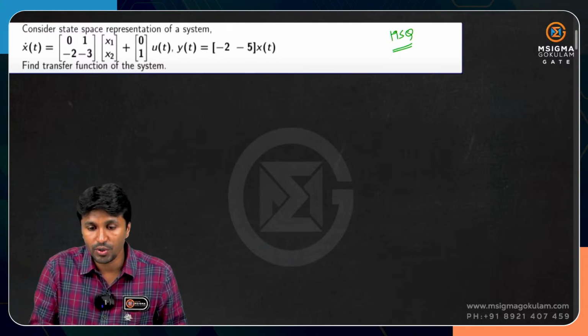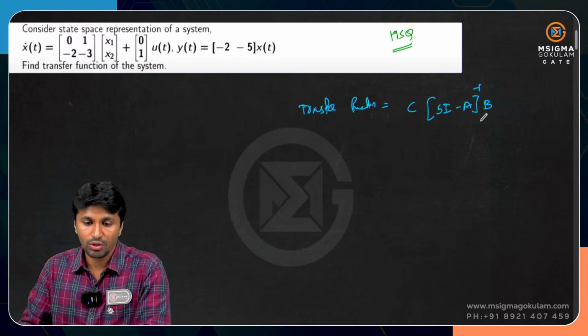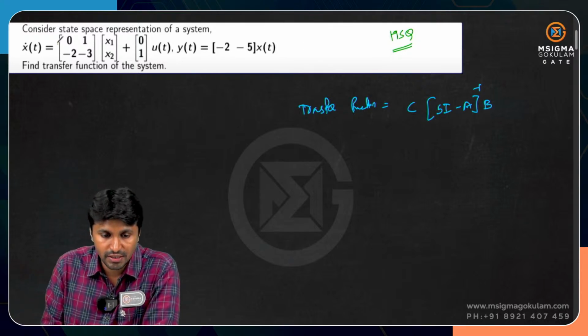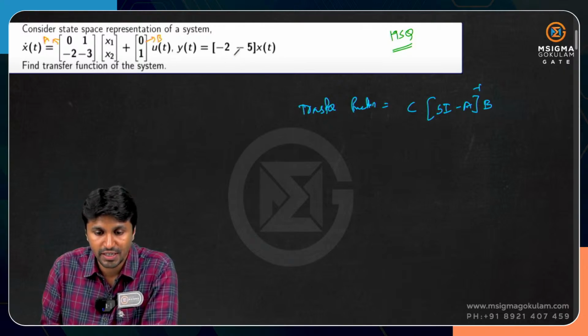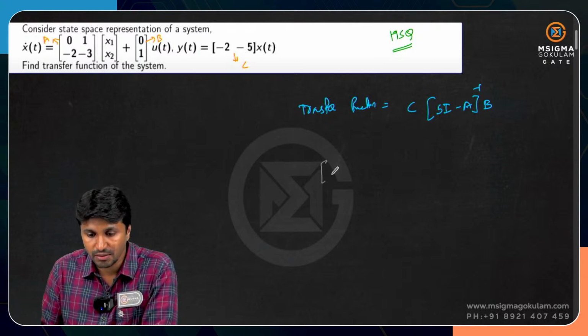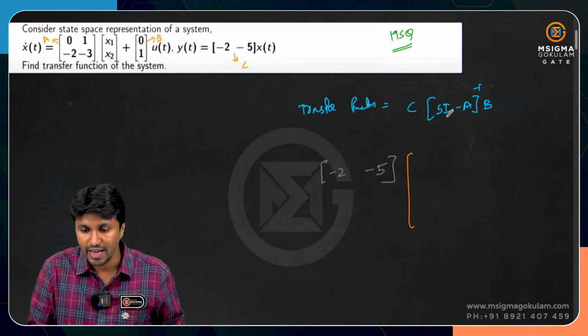So how do you calculate the transfer function? Transfer function is equal to C into (sI minus A) whole inverse into B, right? So look at this one. This is nothing but matrix A, the state matrix, right? This is the input matrix and this is the output matrix, right? This is nothing but C. Now tell me, what is C? C is nothing but -2, -5, right?